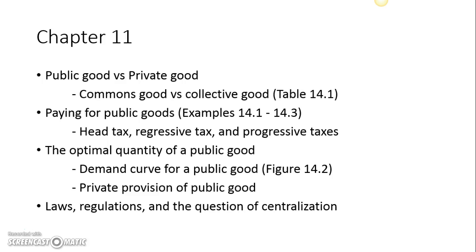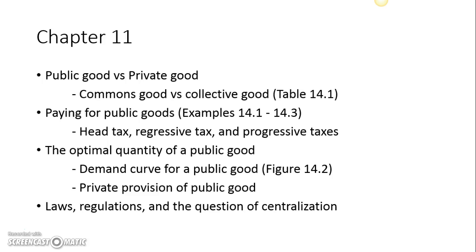Last, we have chapter 11, which you didn't really have a homework on, but the big concepts in this one are public versus private goods. And remember table 14.1, which shows the difference between whether a good is non-rival in consumption and also if it's non-excludable, and where they land on that scale, whether or not it's a public good, a private good, a commons good, or a collective good. Make sure you understand the difference between those goods, which was part of your discussion question.